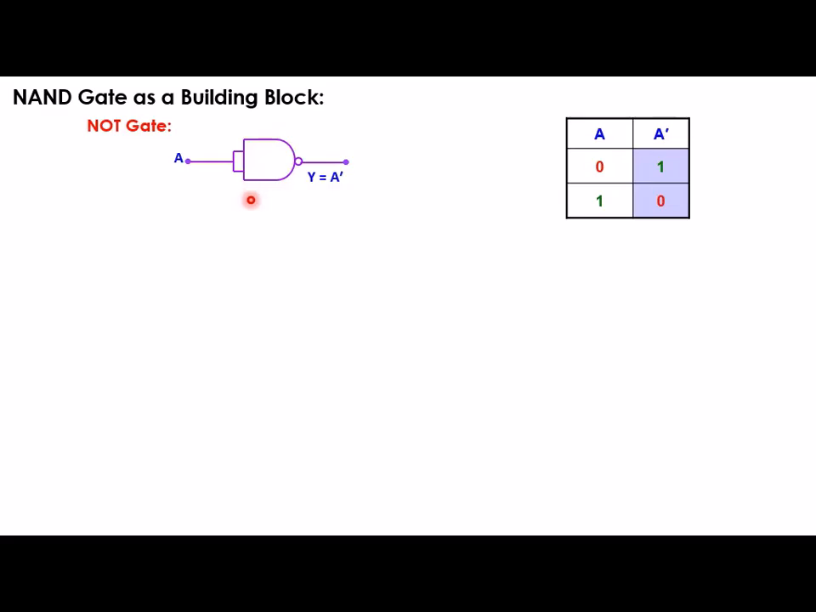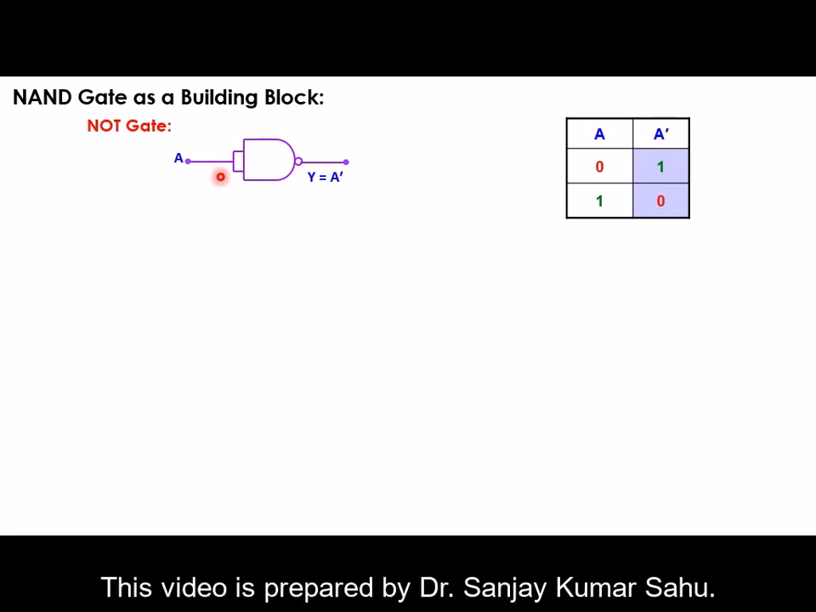What we have to do? We just have to join both the inputs, join both the terminals, and give the input to that gate.